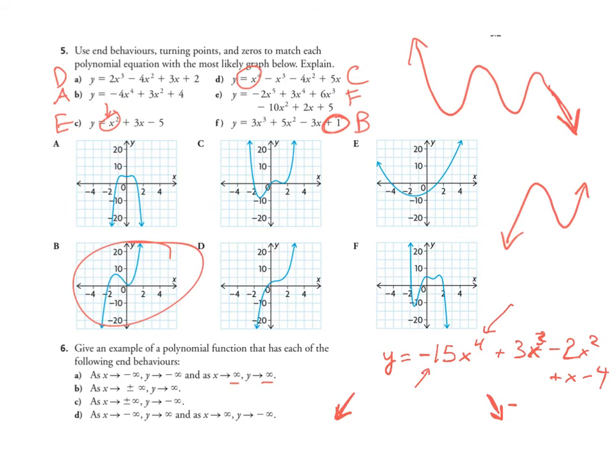Right, as x approaches negative infinity, y approaches infinity. So on the left-hand side, y is going up towards infinity. As x approaches infinity, which is on the right, y is negative.